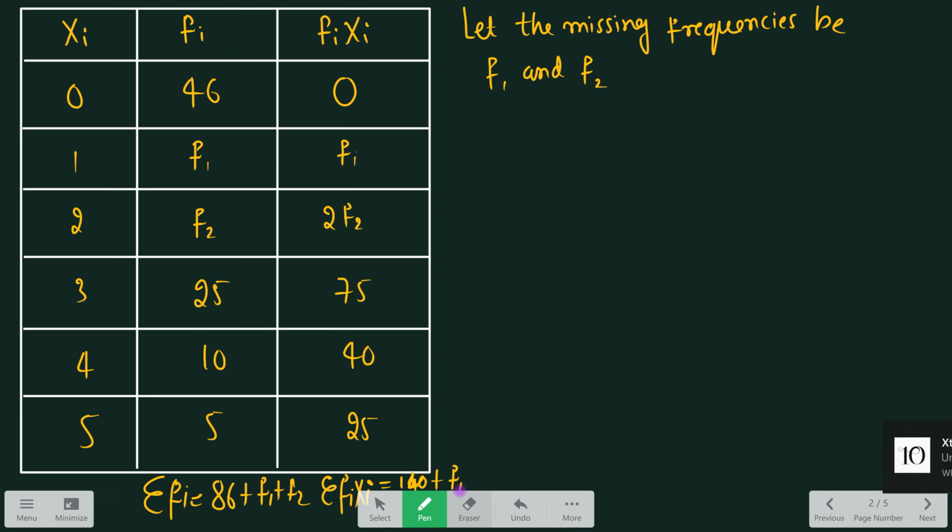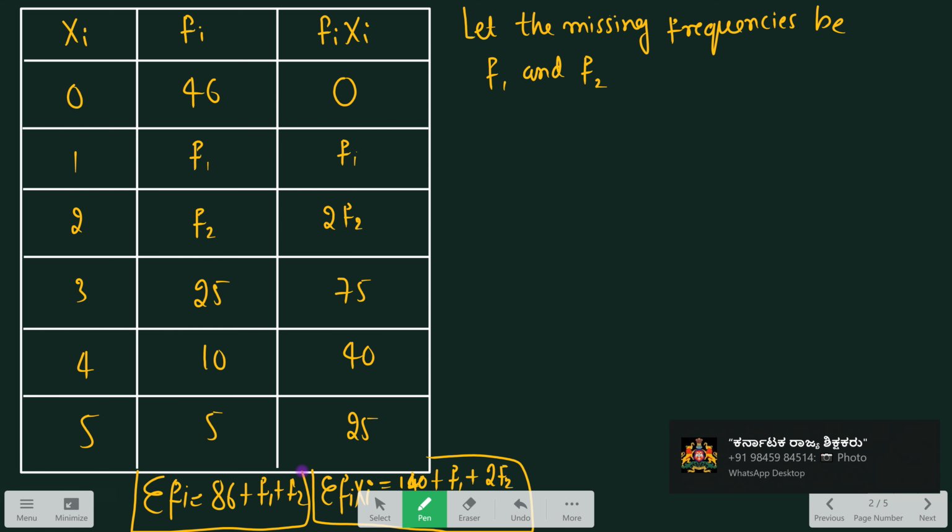This is F1 plus 2 F1. F2. It is 2 F2. Okay. So these are the values which are for sigma Fi Xi and sigma Fi. Now I am going to explain. Students, after my completion of explanation only you can take down the answer. Till then you can only observe how we are going to solve this one.